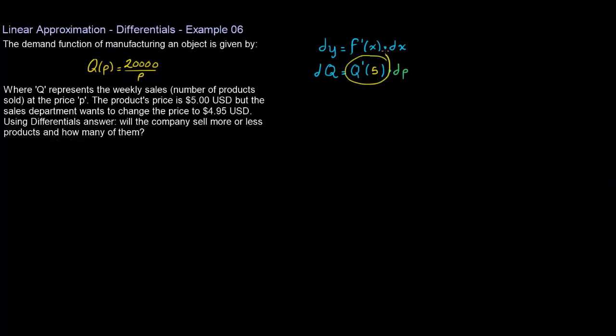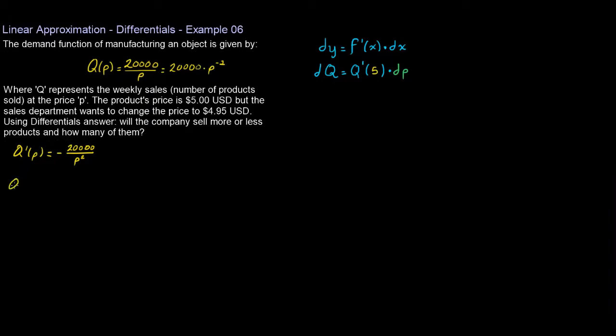Let's start with Q prime of 5. We had that Q of P is equal to 20,000 over P, so we have to find its derivative. In order to find it, I'm going to rewrite it as 20,000 times P raised to the negative 1. Its derivative, Q prime of P, will end up being negative 20,000 over P squared.